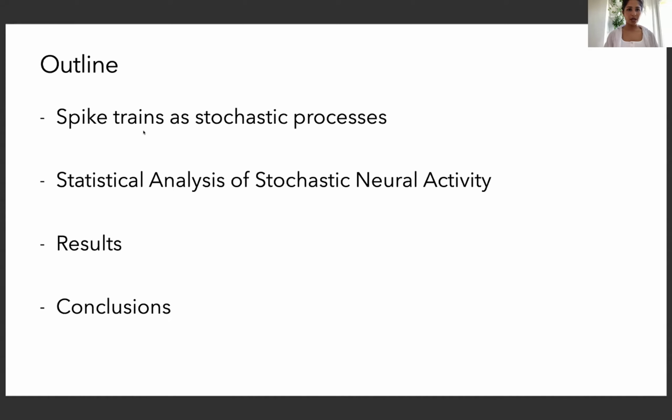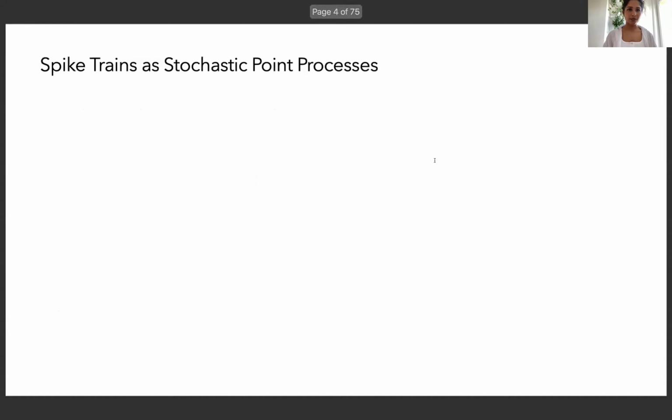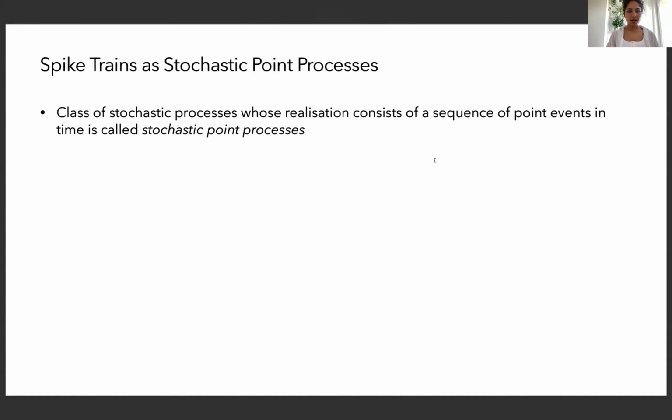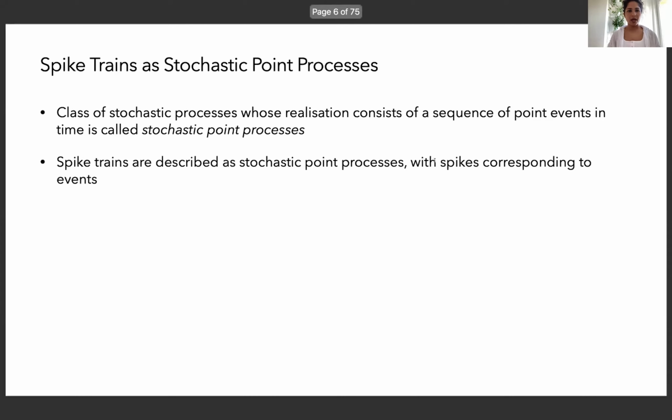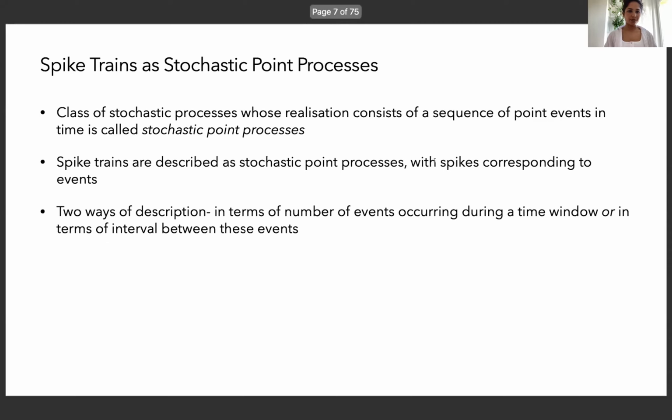So to start with, I'll first talk about the spike trains as stochastic processes. Right, so the class of stochastic processes whose realizations consist of a sequence of point events in time is called stochastic point processes. And spike trains are described as stochastic point processes where the spikes, or the action potentials, correspond to the events.